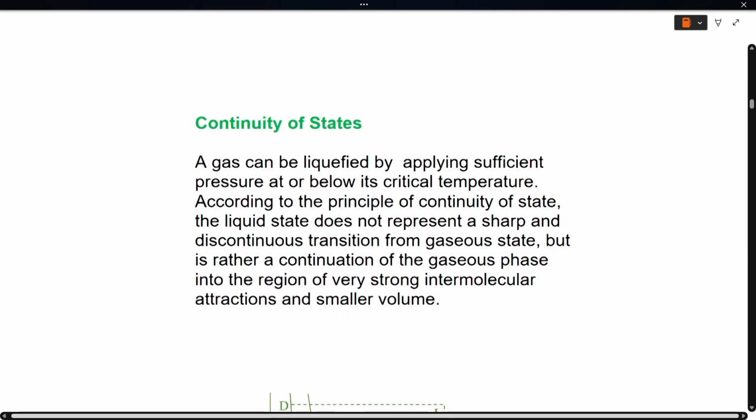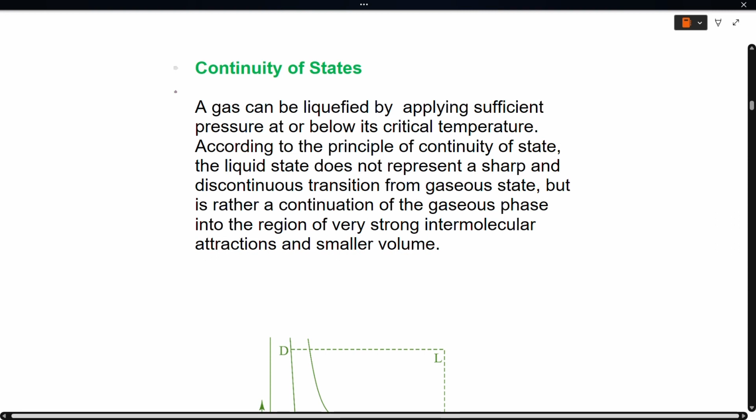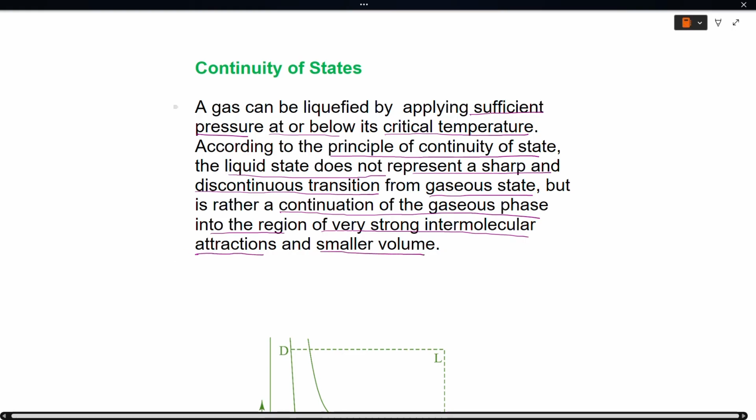Okay. Now, let us see about continuity of states. A gas can be liquefied by applying sufficient pressure at or below its critical temperature. It can be at the critical temperature or any temperature below that. Now, according to the principle of continuity of state, the liquid state does not represent a sharp and discontinuous transition from gaseous state, but it is rather a continuation of gaseous phase into a region of very strong intermolecular attractions and smaller volume. These 2 points are very important.